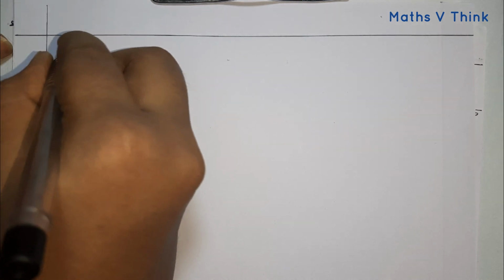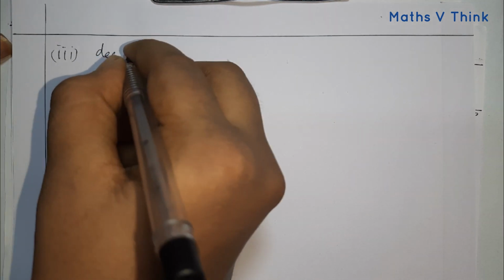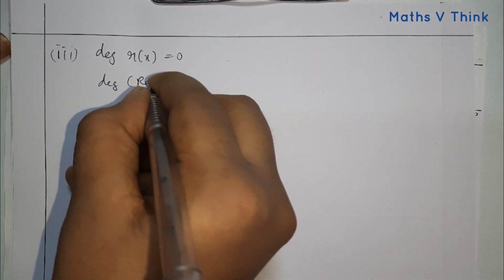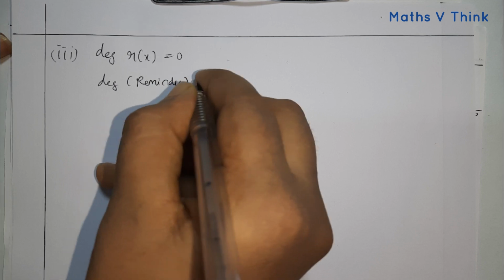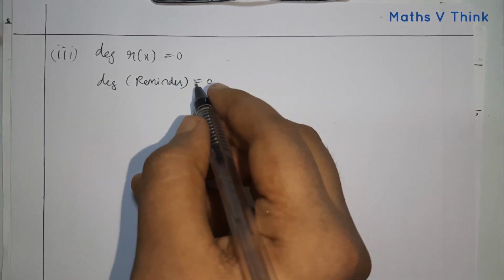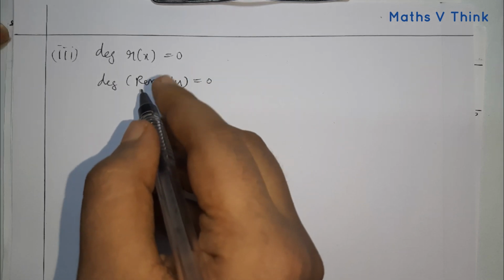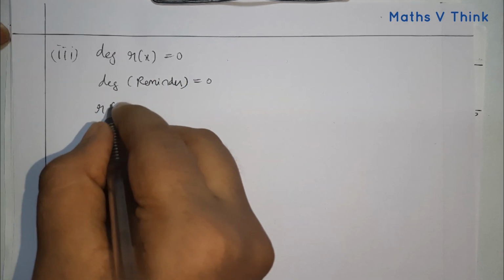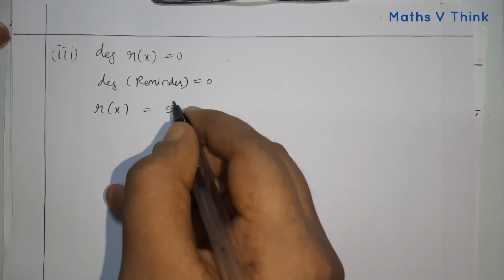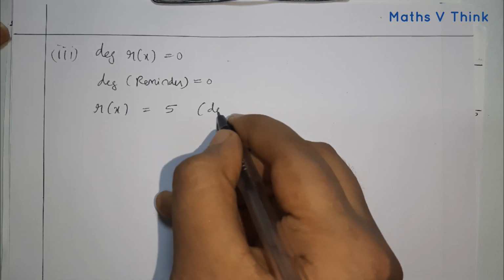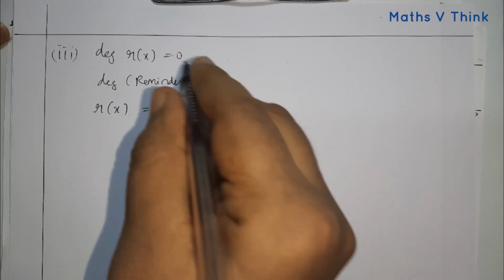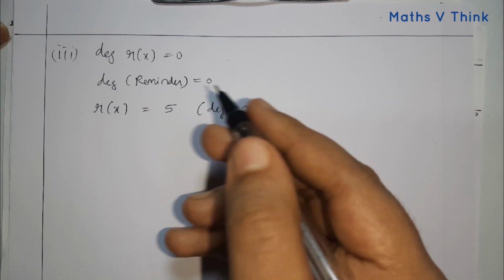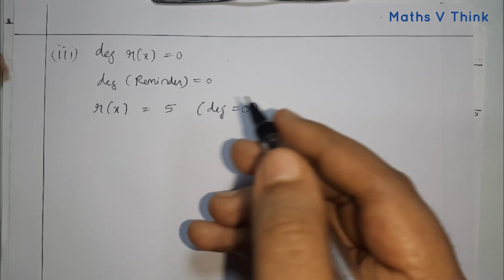Now the third question is degree of r of x is equal to 0, nothing but degree of remainder is 0. So we need to give an example of remainder. Either it can be a constant or a 0. So now r of x be a constant number. Let's take 5. Its degree is 0. So the given question is satisfied. Now we need to give the other examples also, like p of x, q of x and r of x also.